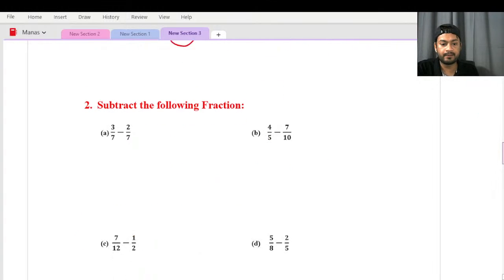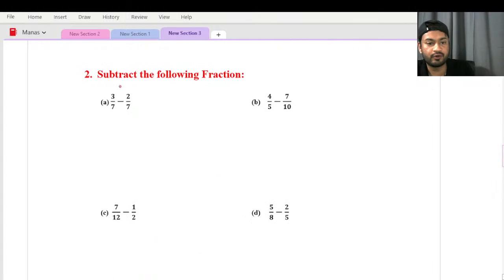Now to subtract the following fractions, what you need to do is make the LCM the same. It is already the same here, so you can directly subtract. So 3 minus 2 divided by 7.